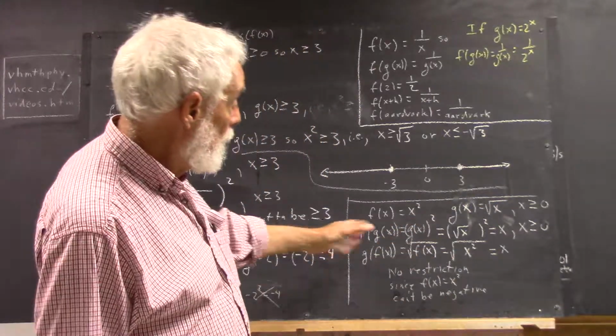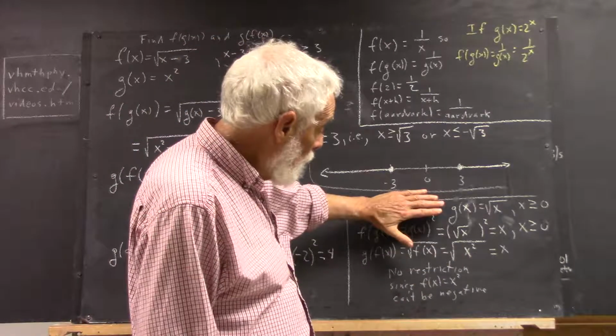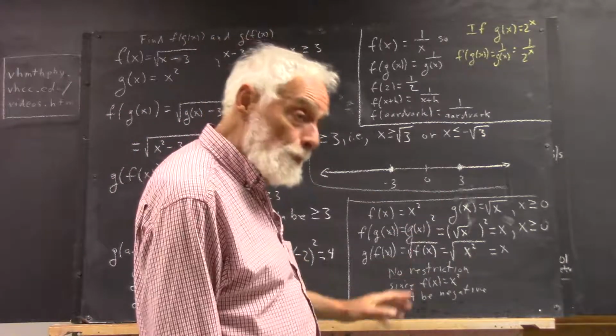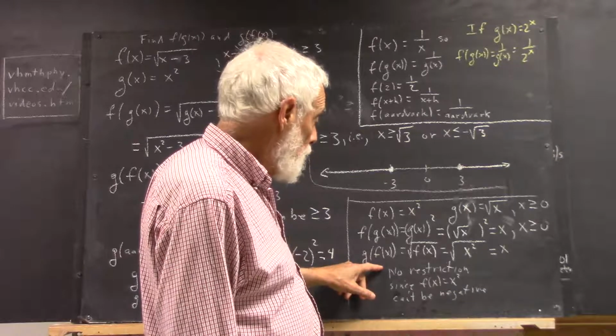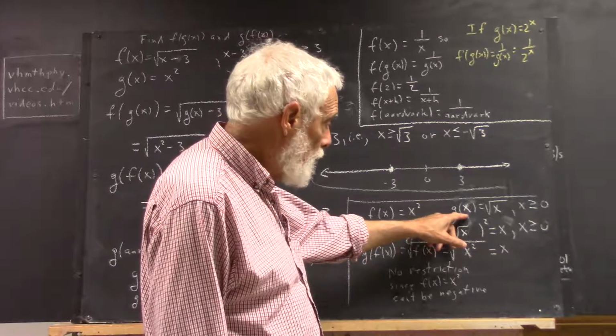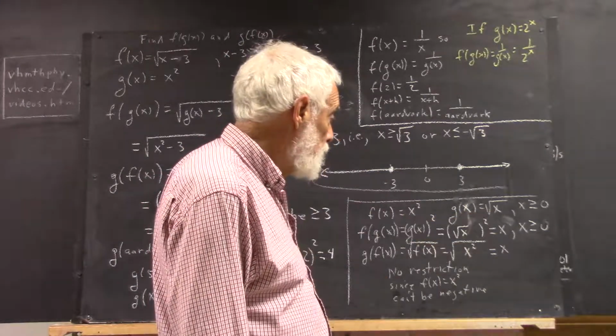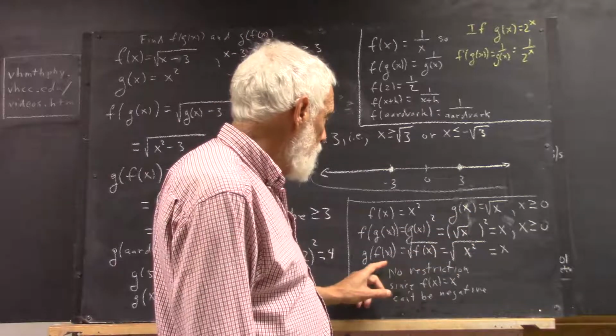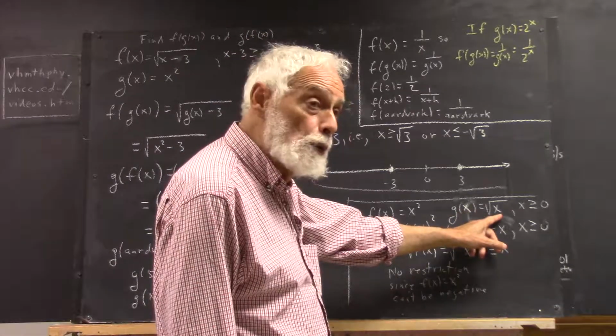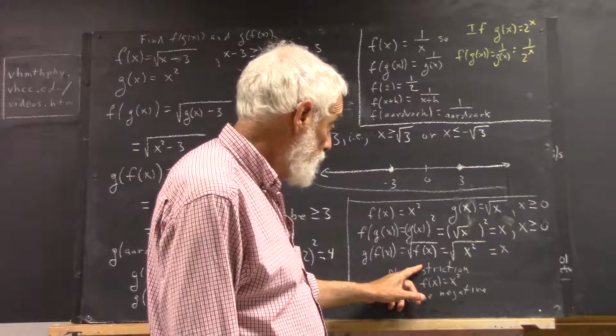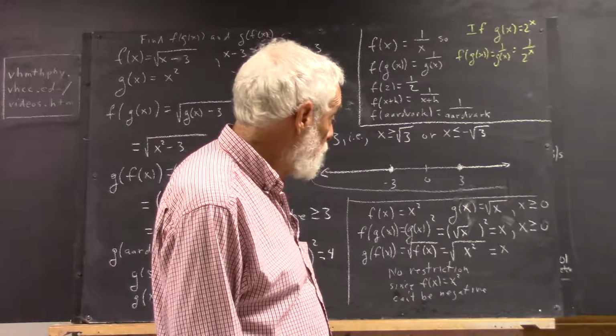And if we have g of f of x, we don't worry about what f of x is. It doesn't matter. G of f of x, well, g of x is square root of x. So if we replace x by f of x, we're going to get the square root of f of x. That's it. That's all we have at this point.